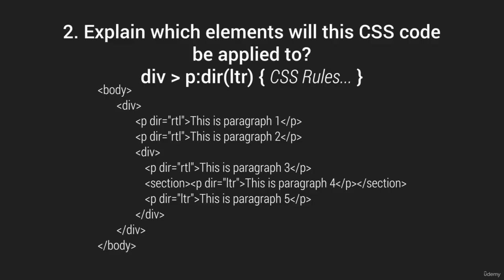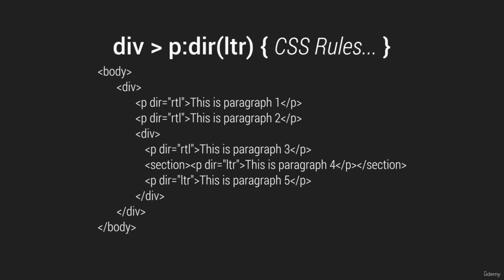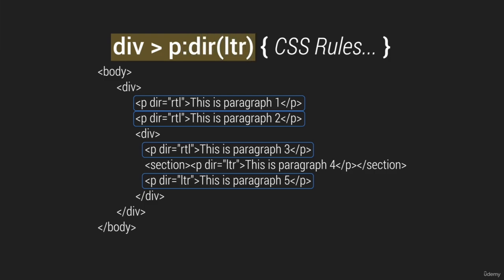The second question is, explain which elements this CSS code will be applied to. In this code, div > p will select the paragraph which is a direct child of the div tag, right? Because the greater than sign is the child selector. Then :dir(ltr) will select the paragraph which is assigned left direction in the document. So div > p:dir(ltr) will select this paragraph, which is the fifth paragraph.